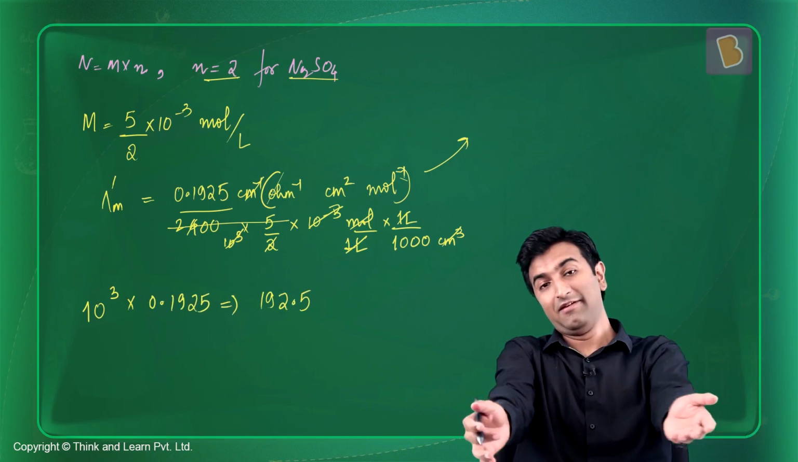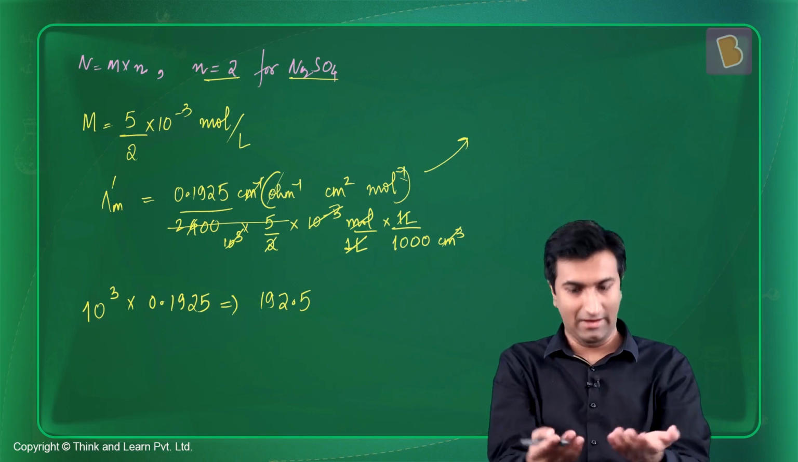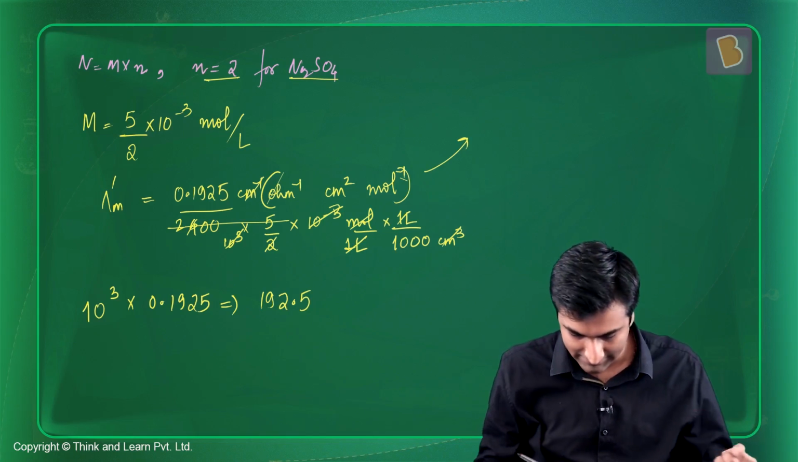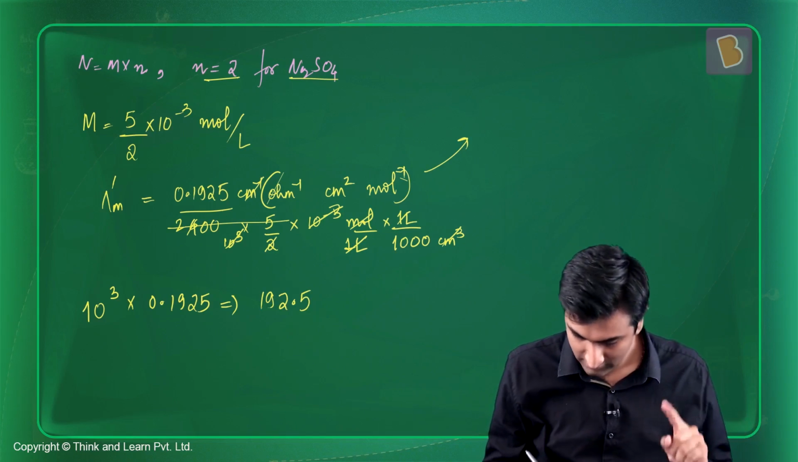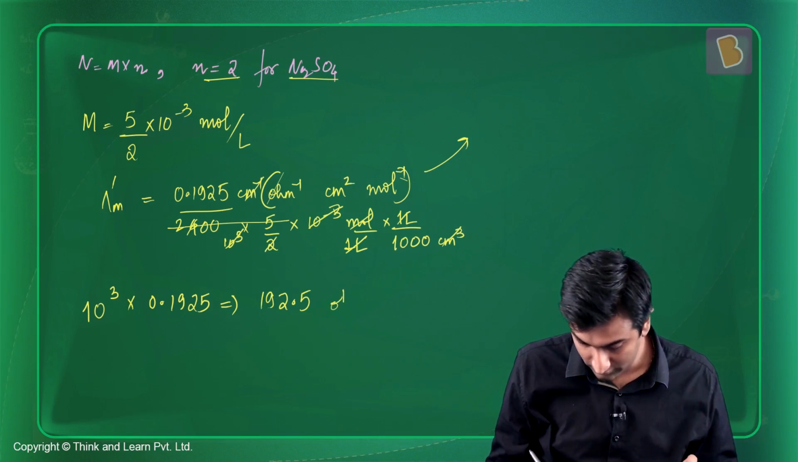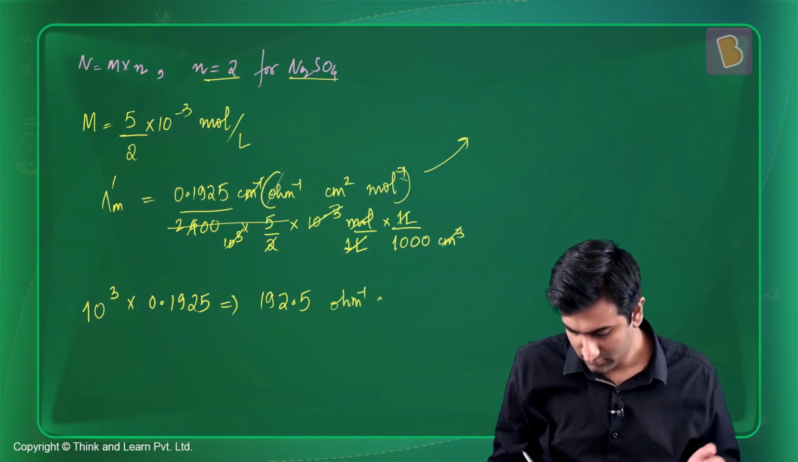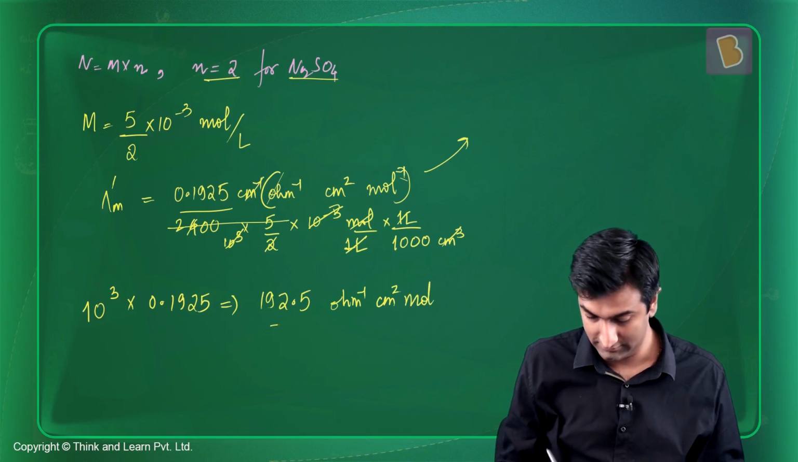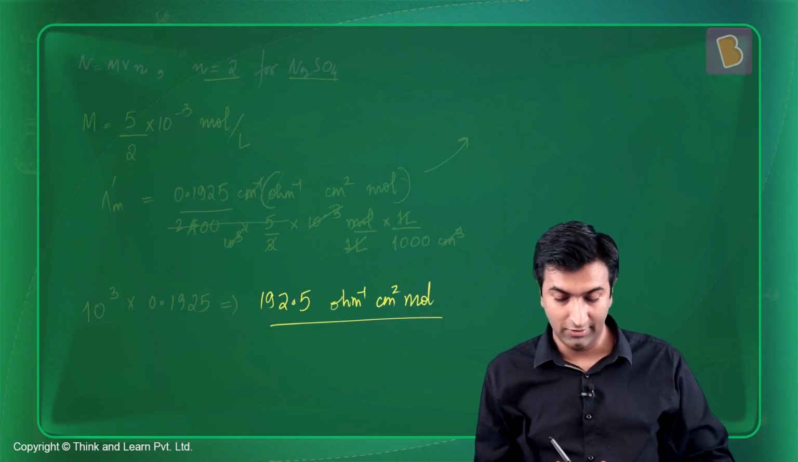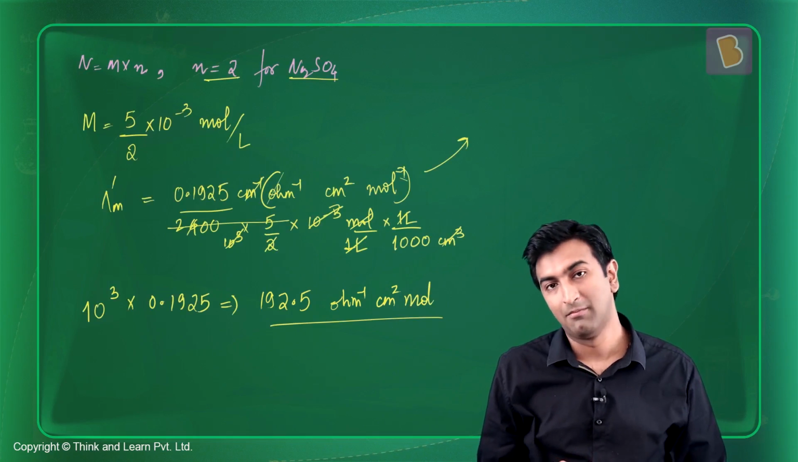This is why I keep saying, always do substitutions in the end. Look at this. Everything cancelled out nicely and neatly, and all you had remaining was this. Don't forget the units, although the question is not testing that. We like taking care of units because they always take care of us, like we saw in this case. And this is the answer, 192.5 ohm inverse centimeter square per mole.